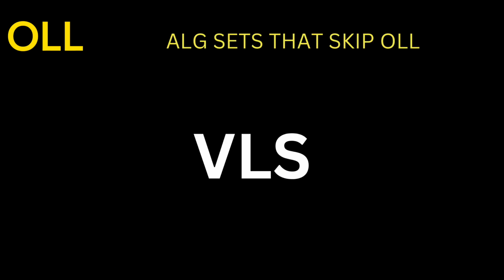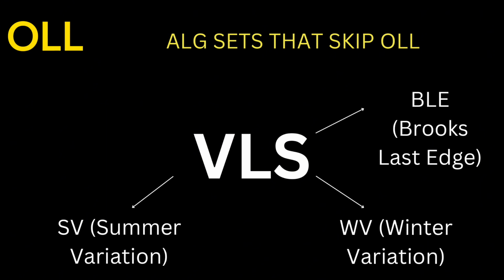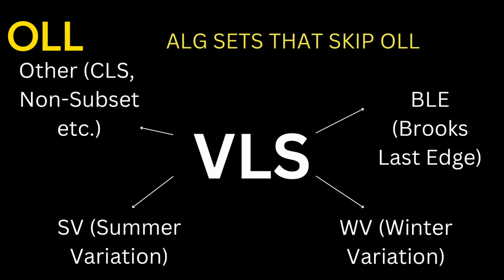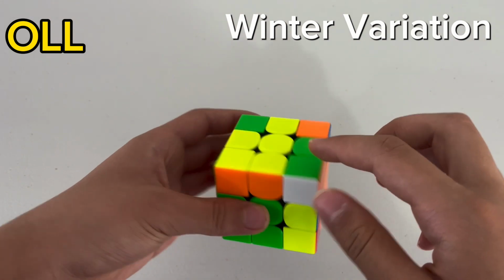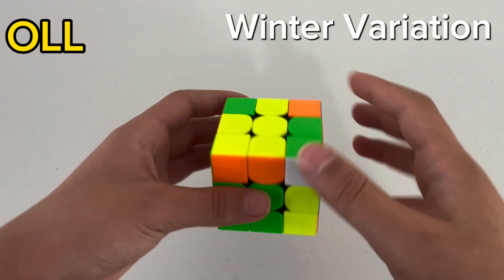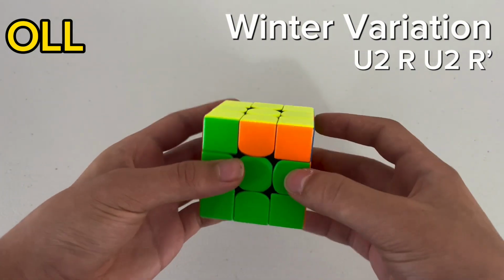The other alg sets worth learning are all part of a big set called VLS, which skips the entire OLL. This alg set includes winter variation, summer variation, BLE, and many more. However, these three are the ones that are worth learning. Winter variation is when your pair is solved like this, and your cross on the top is solved except for this pair, and you use an alg to solve it.